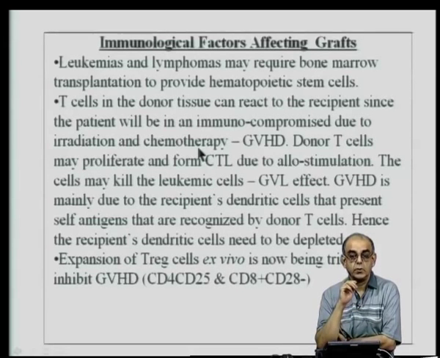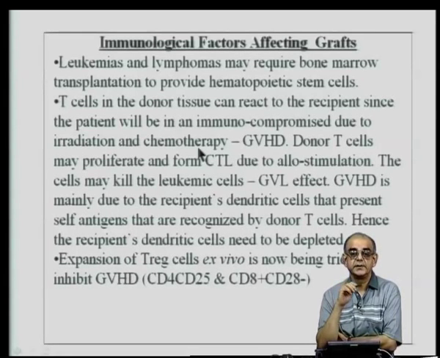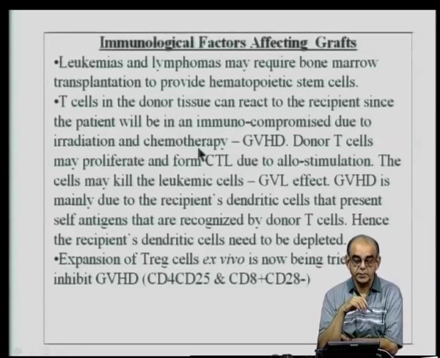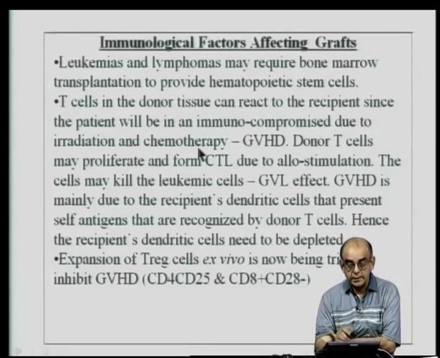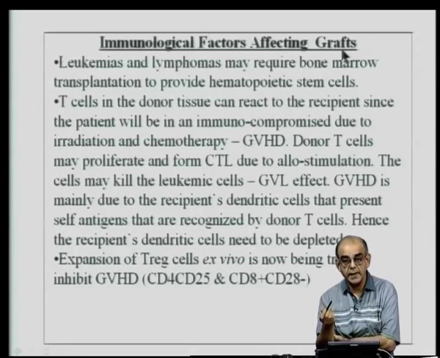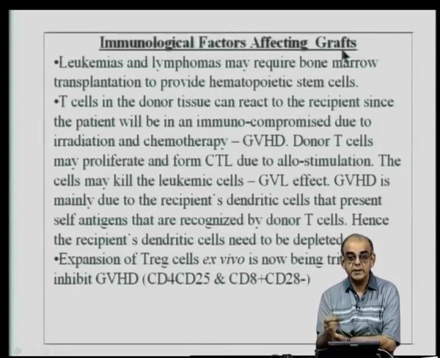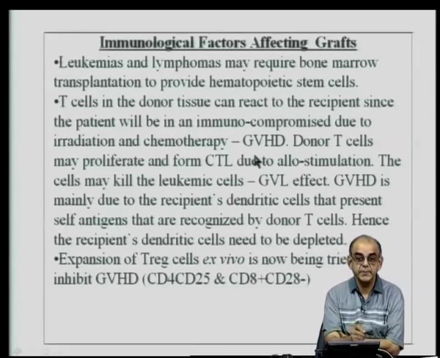So, during this whole procedure, in order to prevent the rejection of the graft, the patient has been treated with immunosuppressive drugs, be it steroids or cyclosporins. So, it gives a chance for this bone marrow. The bone marrow has lymphoid cells and therefore, may have T cells. So, you have T cells reacting against the recipient.